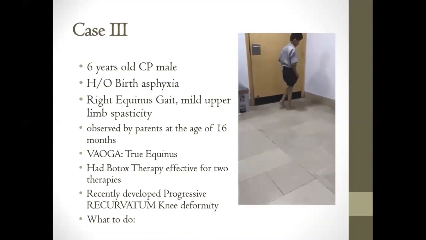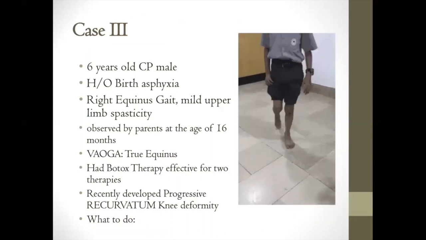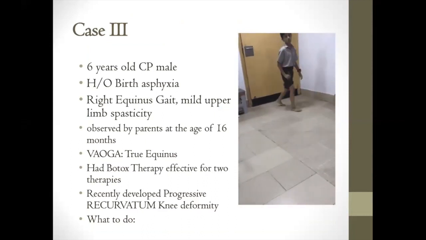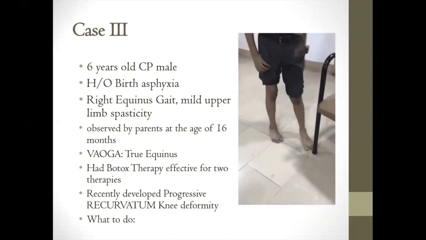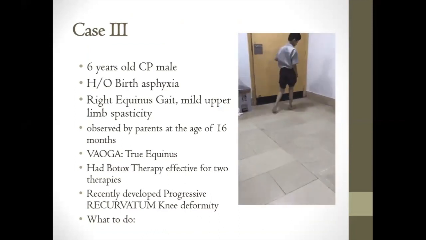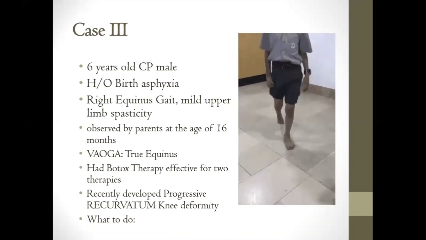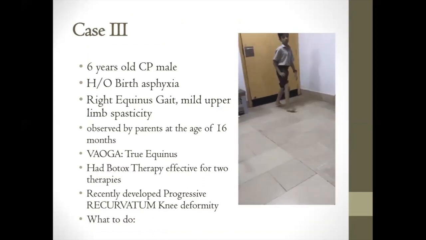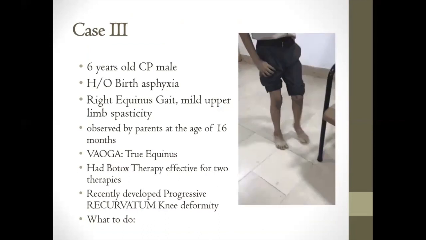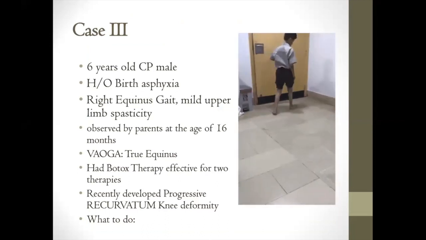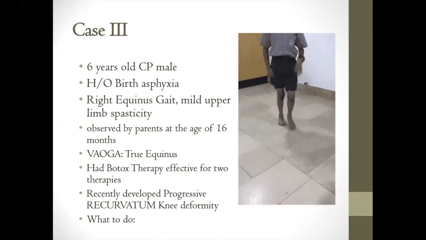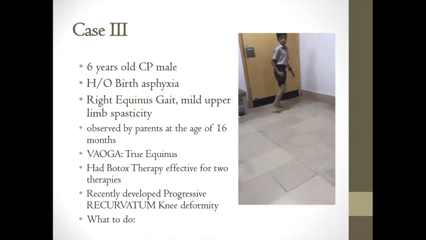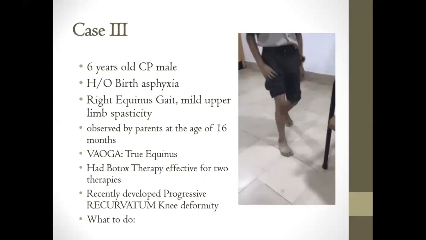Here is another boy. Now this is a question for you. 6-year-old, cerebral palsy, birth asphyxia, equinus gait, mild upper limb spasticity. Observed 16 months back. And watch, I will show you this. Look carefully what is happening in the ankle, and especially look what is happening at the knee joint. When I examined this patient in the supine position, there was a significant recurvatum knee deformity, and he is 6+. The question is, what to do? Whether to embark on Botox therapy or surgery?